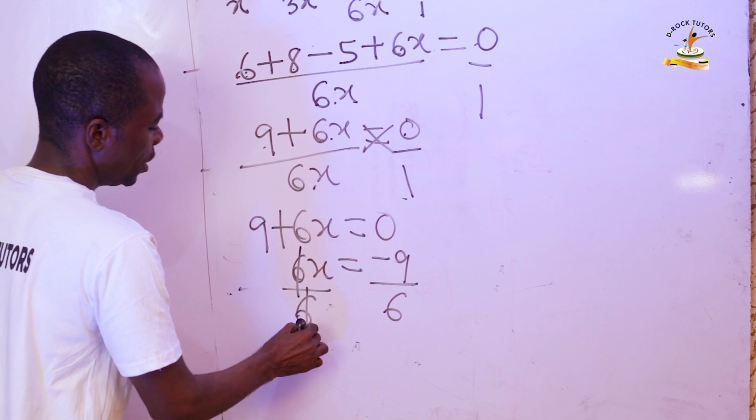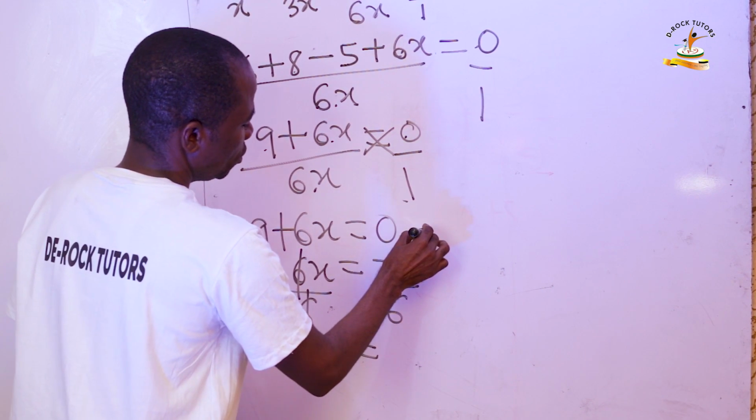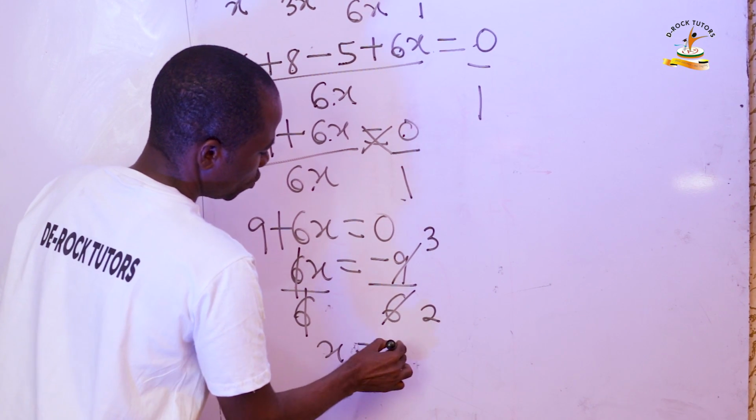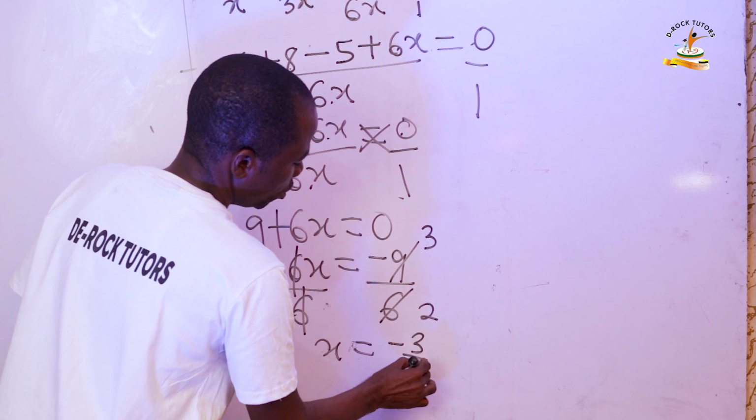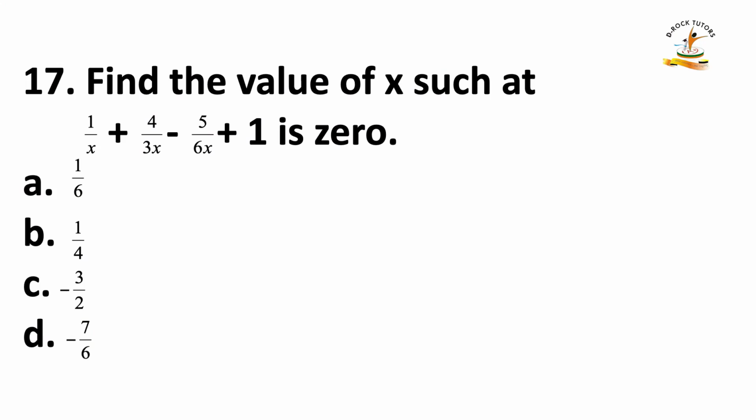So here, then x becomes 3 here, that's going to be 3, and 3 here, that's going to be 2. That's minus 3 all over 2. And the correct answer is option C, minus 3 over 2. Let's go to number 18, please.